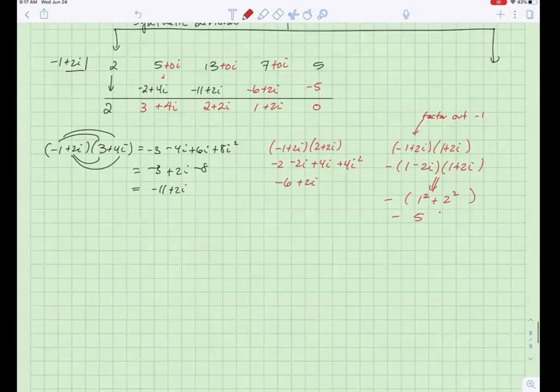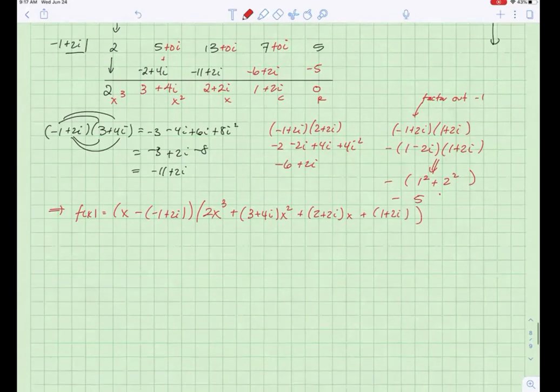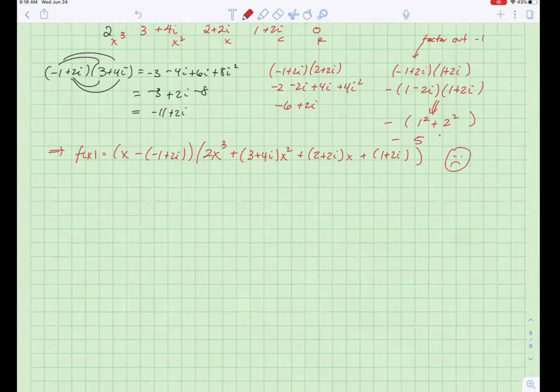Now, what does that mean? It means that f of x is equal to x minus negative 1 plus 2i times, let's see, this is my remainder. This was constant. 2x cubed plus 3 plus 4i x squared plus 2 plus 2i x plus 1 plus 2i as my constants. And that's how that factors. And we're unhappy with that.